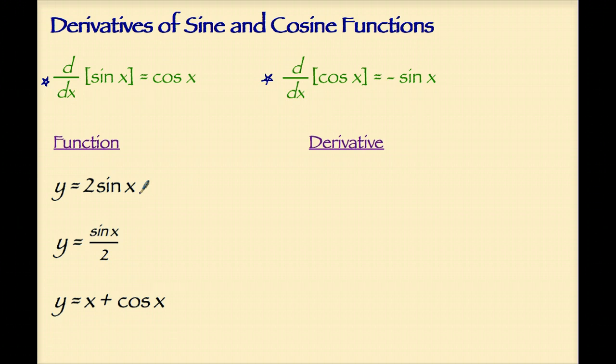Let's take the derivative of y equals 2 sine x. Y prime will be 2 cosine x, since the derivative of sine is cosine.